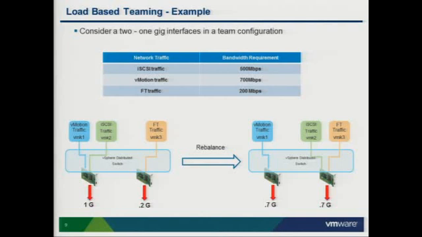Then on the right, after rebalancing, this is how the traffic will look. On NIC 1 now, only vMotion traffic is flowing, and iSCSI traffic is moved to NIC number 2. And then you have even utilization on both the NICs.